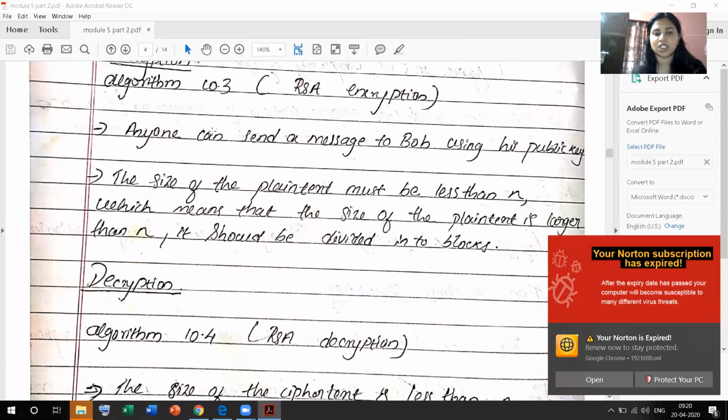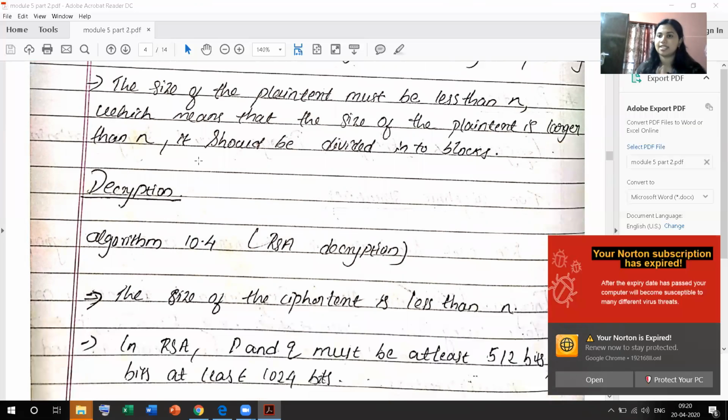In RSA encryption, anyone can send a message to Bob using his public key. The size of the plain text must be less than that of n. If the size of the plain text is larger than n, the plain text must be divided into blocks. In decryption, it is also the same: the size of the ciphertext must be less than n.